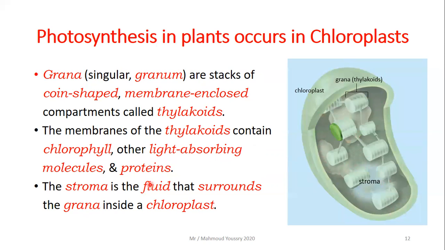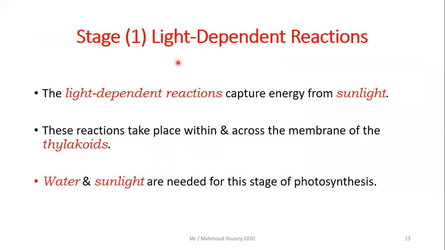This is the fluid that surrounds the grana inside a chloroplast. It is named stroma. So let's look at the stages of photosynthesis. We have two main stages. Number one, light-dependent reactions. Light-dependent means it depends on light.